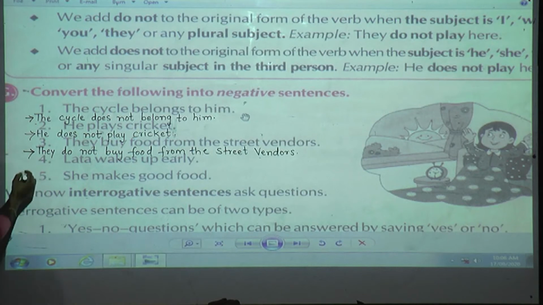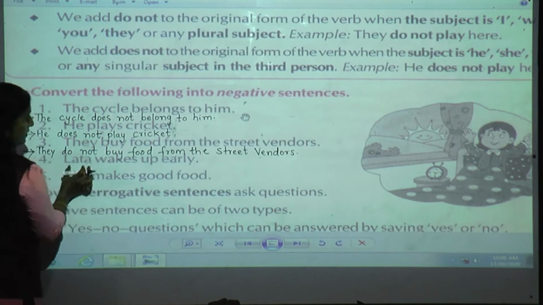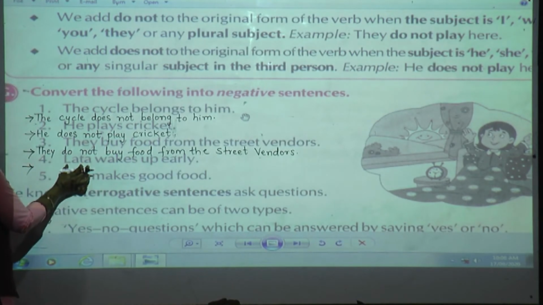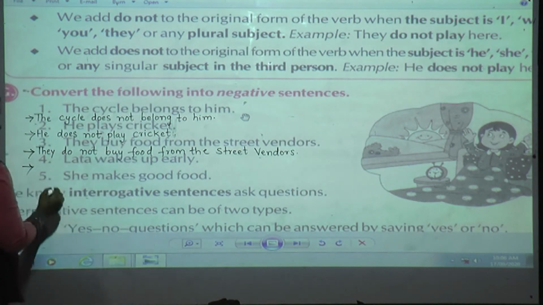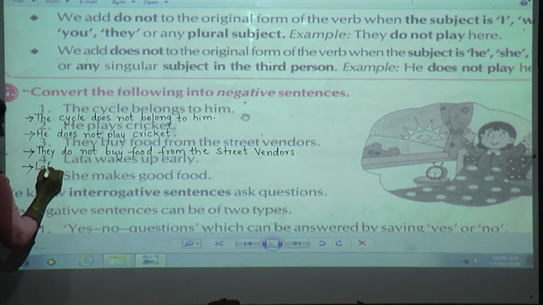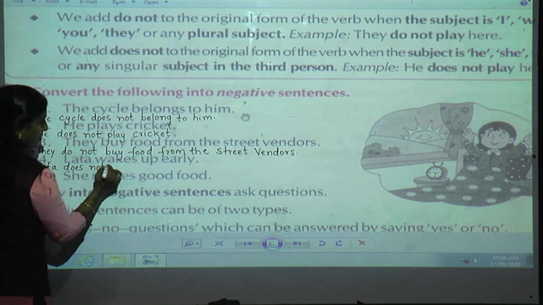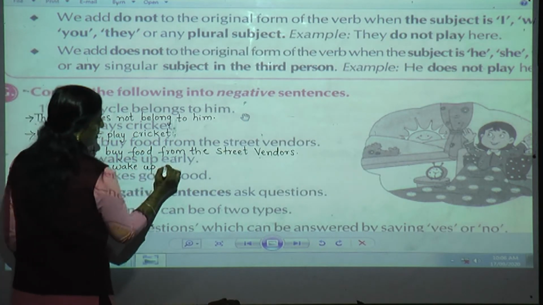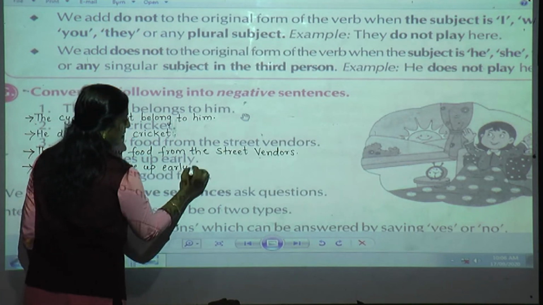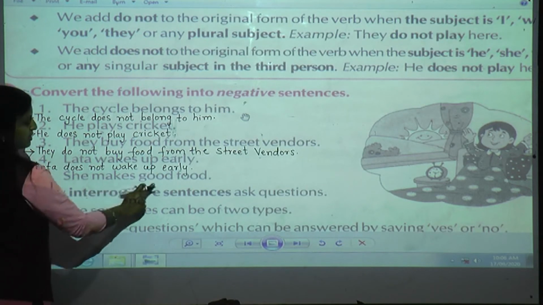Got it? Okay. Next, Lata wakes up early. Now here we can see Lata is a singular subject. So Lata, singular subject, means what are we going to add? Does not. So Lata does not wake up early. Got it? Is it easy?